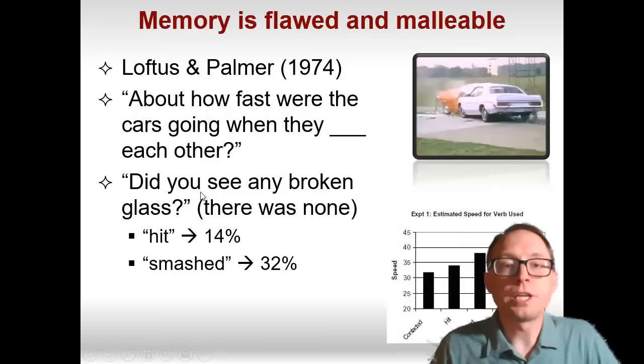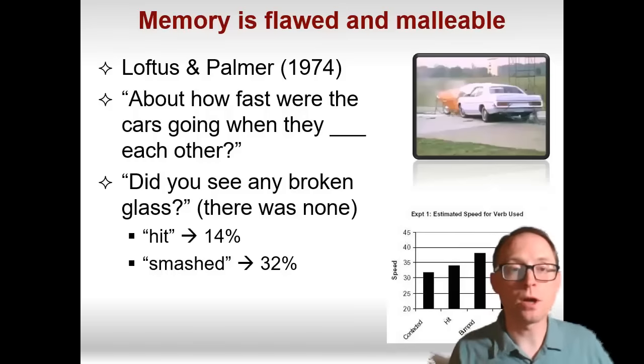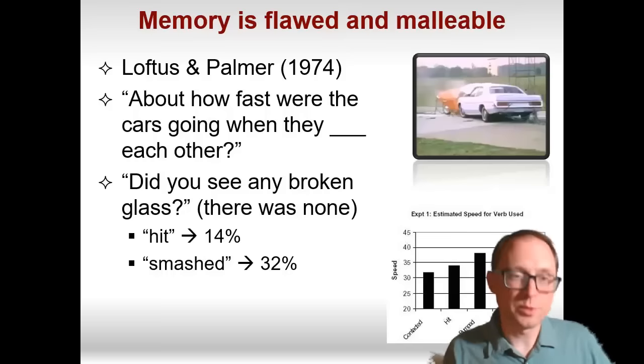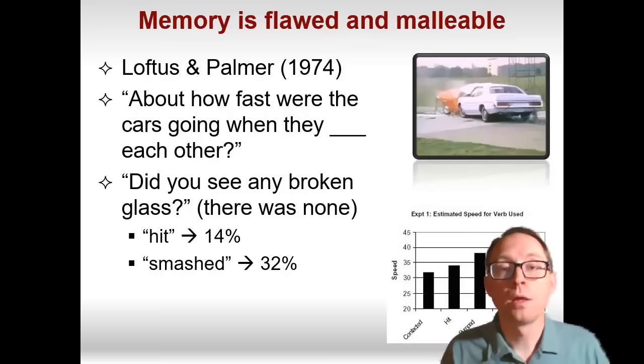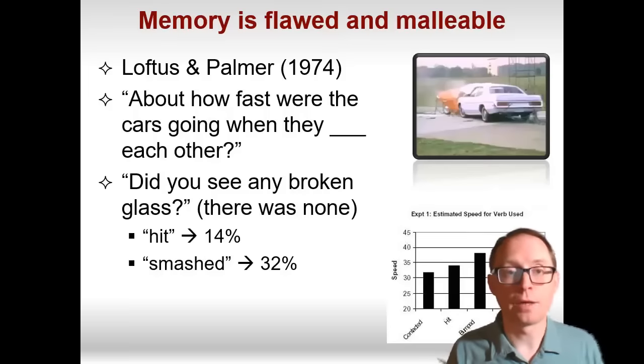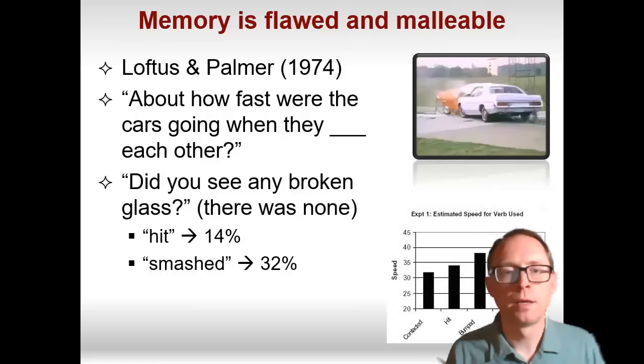Another way that we can see flawed memories is an example by Loftus and Palmer. Elizabeth Loftus and her colleagues, but specifically her, she's one of the most famous people on eyewitness testimony and showing how eyewitness testimony is very flawed and malleable. So here's the classic study, and you can see this on the screen here.